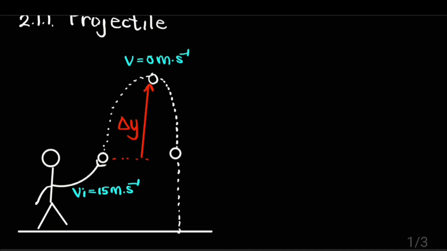Based on the information at hand, we have VI as positive 15, because remember, we take up as positive, down as negative. We've got VF as 0 meters per second. We need to calculate displacement. We don't have any information about time, and we know that acceleration is negative 9.8.